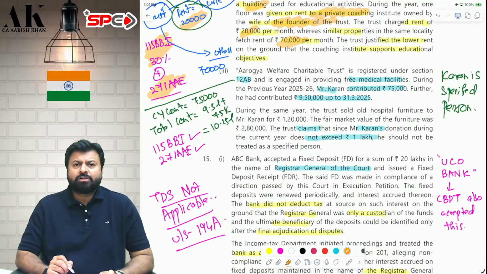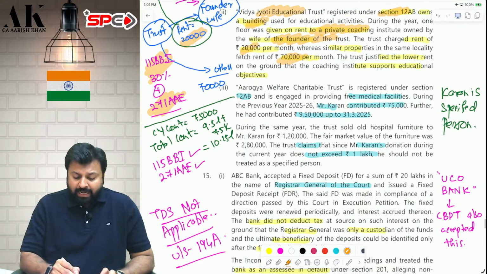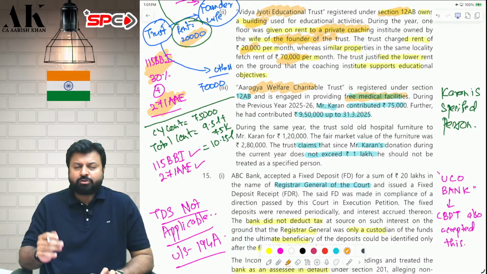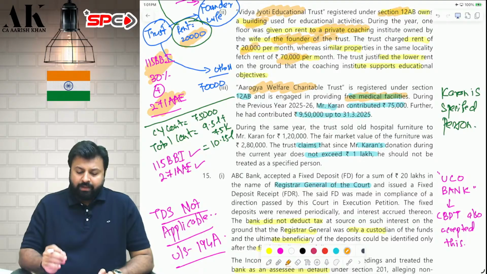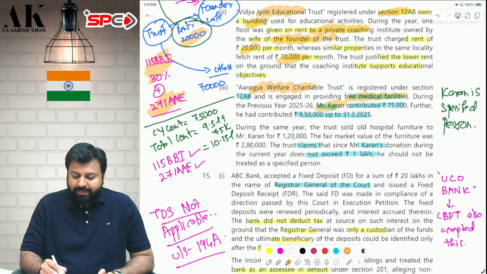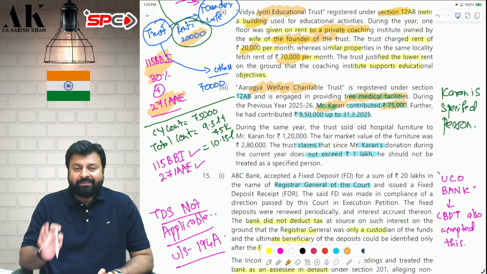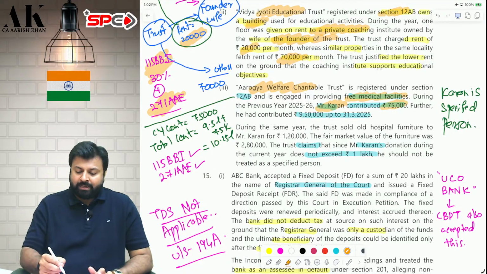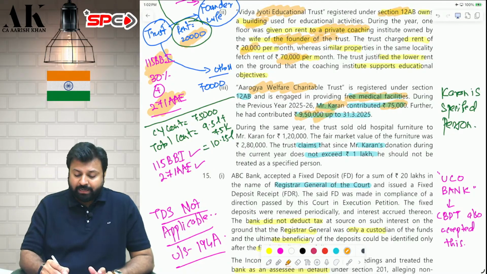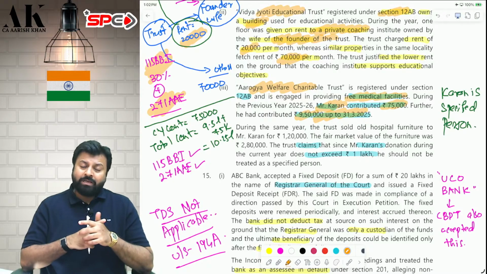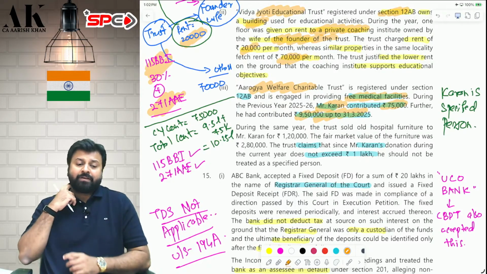Similarly, the next trust is also doing something similar only. There is an Arogya Welfare Charitable Trust, which is providing free medical facilities to poor people. Now in this case, there is one person by the name of Mr. Karan, who has contributed 75,000 rupees to the trust in the current year, and till last year he has contributed 9,50,000 rupees. So, is Mr. Karan a specified person? The answer is yes.